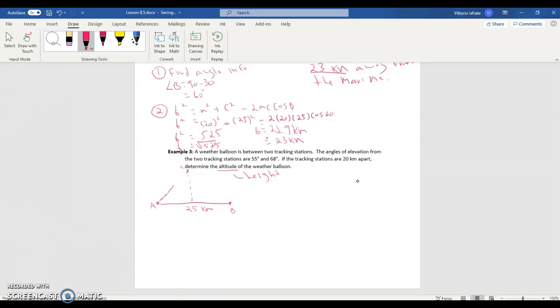And we know if you're looking up from station A, there's an angle of elevation of 55 degrees. And if you're looking up from station B, there's an angle of elevation of 68 degrees. And this makes a right angle triangle over here and over here. 2 right angle triangles. Don't assume that this length here is the same as this length. It's not, because you have 2 different angles there. This is not an isosceles triangle. You have 2 different angles here.